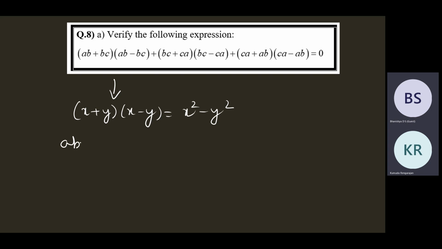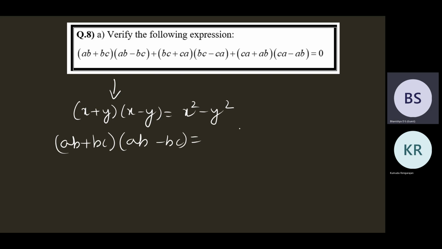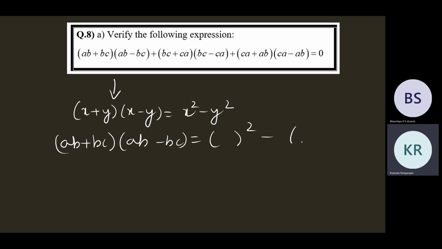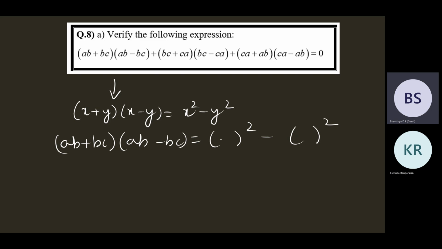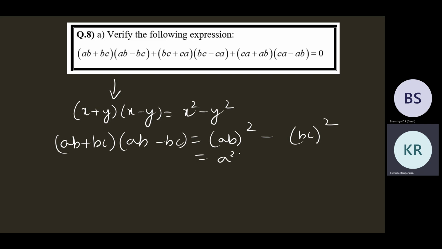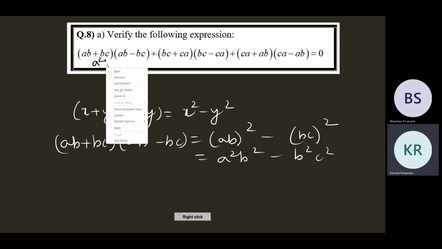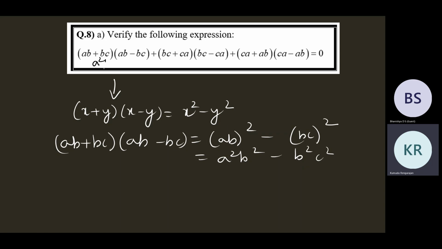So what's the answer for AB plus BC into AB minus BC? Ma'am, a square b square minus b square c square. Correct. Very good. So it is x the whole square minus y the whole square. What is x? AB, ma'am. And y? BC, ma'am. Yeah, very good. So the answer for this is a square b square minus b square c square. What will be the answer for this one?